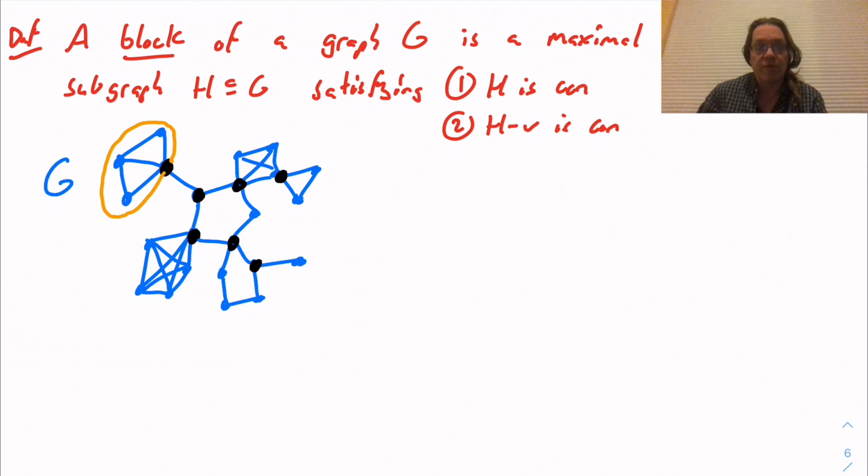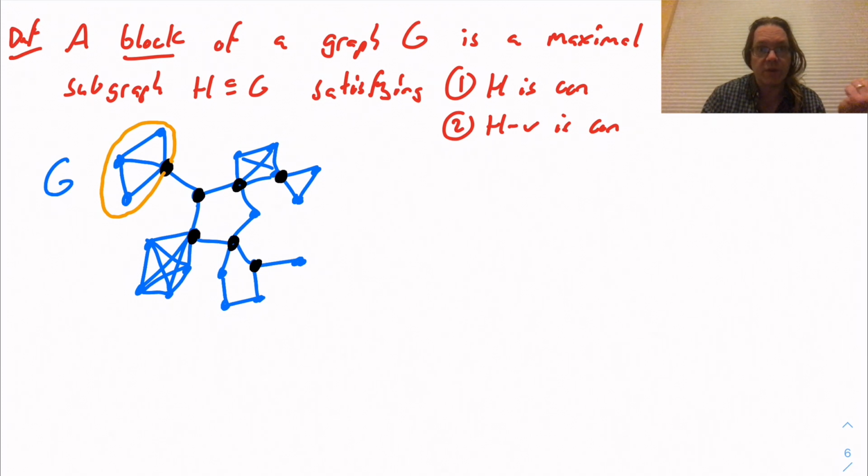That's a subgraph of our original graph. When you look at that subgraph itself, it's K4 minus an edge. It's a 4-cycle plus 1 chord. That graph is a connected graph, and that graph on its own has the property that however you delete a vertex from it, it will still be connected, right? So this is a graph that satisfies those two properties, connected and still connected when you delete a vertex. And this is a maximal subgraph of my graph G, having those two properties.